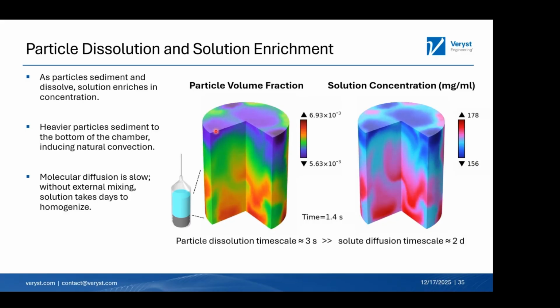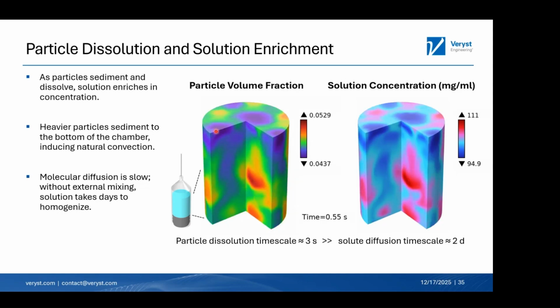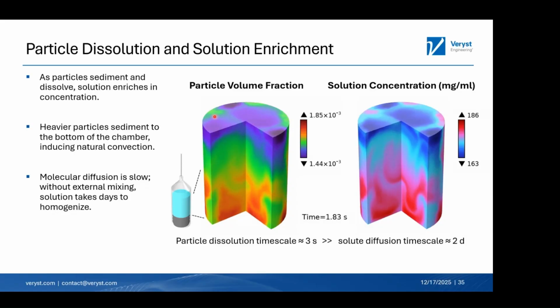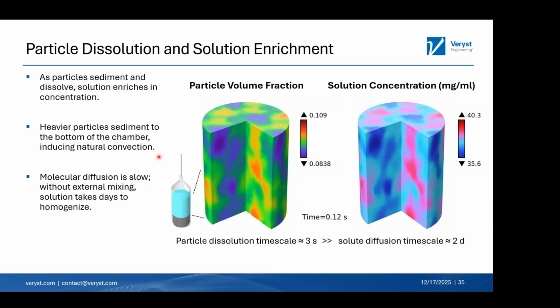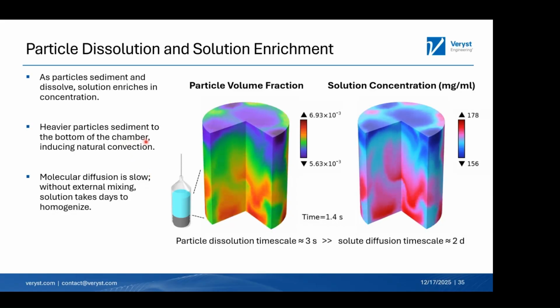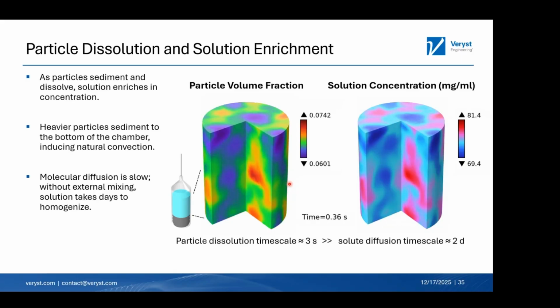Obviously, if you have external mixing involved, the natural convection that results is negligible, but what this shows is barring that degree of mixing, because mixing brings its own problems, it can introduce gas bubbles and so forth. So if you have too much mixing, you can get inactivated drug product because proteins can absorb onto gas bubble surfaces. What this simulation shows is the stratification in density that results due to dissolution and sedimentation.